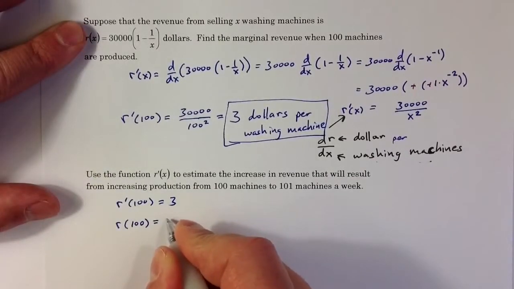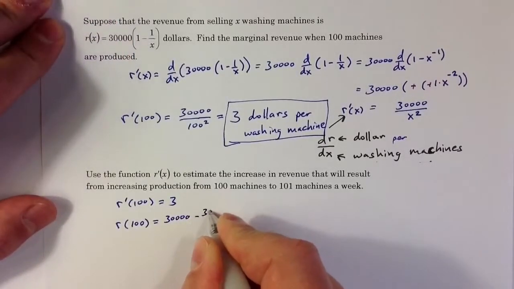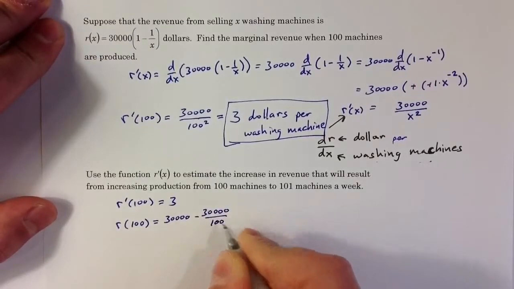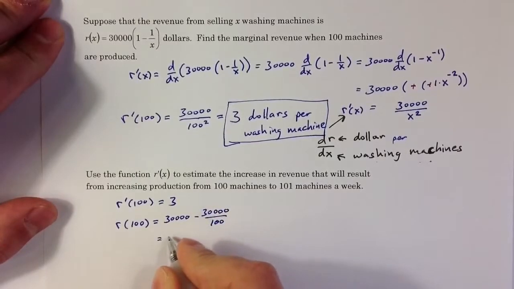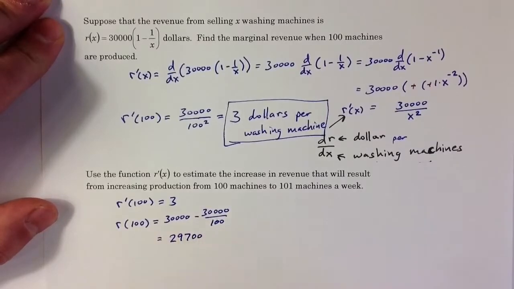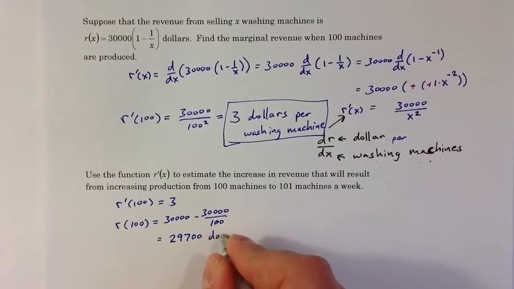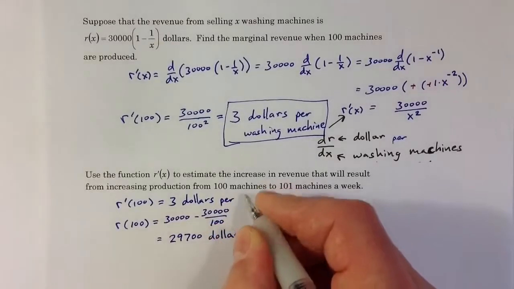So if I plug 100 into that, I can think of this as 30,000 times 1 minus 30,000 divided by 100, distributing the 30,000. 30,000 divided by 100 is simply 300, so we end up with 29,700. And the units here are in dollars. Here we have dollars per washing machine.